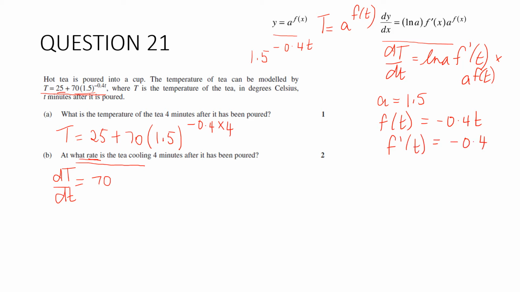Okay, we're ready to construct this. So 70 multiplied by, following our formula, ln a, so that's ln 1.5, multiplied by f dashed of t, which is negative 0.4, multiplied by a to the f of t, so it's 1.5 to the power of negative 0.4. We could put the t in there, but we know that we want t to equal 4, so we'll just multiply it by 4, and then into the calculator will give you the answer.